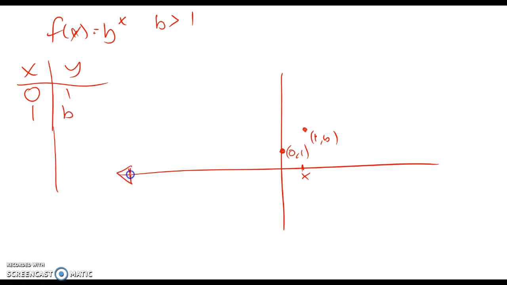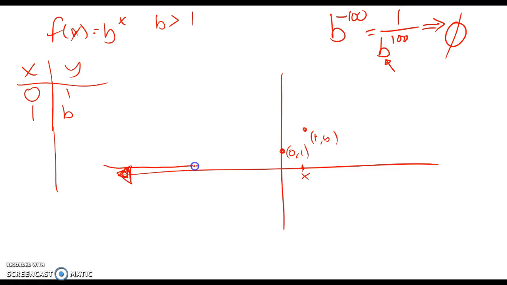All right, let's see what happens in behavior when we go negative. If we take a number like b to the negative 100, that actually means 1 over b to the 100, doesn't it? This is a positive number greater than 1. If we raise it to a large exponent, it becomes very small. So this approaches 0, right? 1 over a very large number is approaching 0. So the exponential growth function looks like this. You can predict a few points pretty easily.